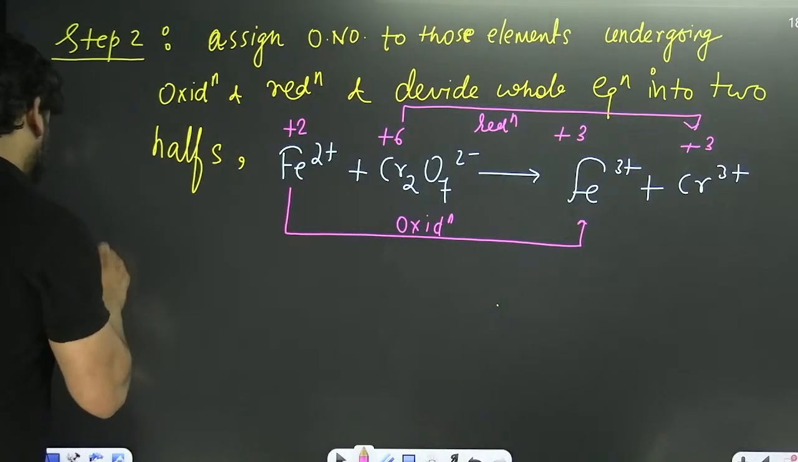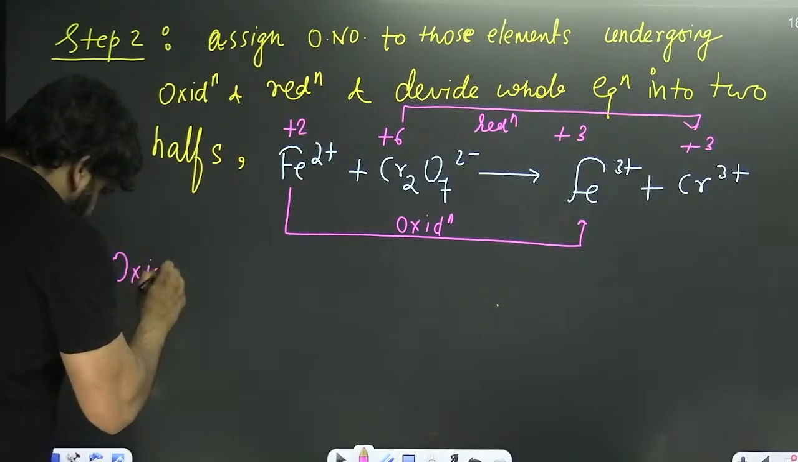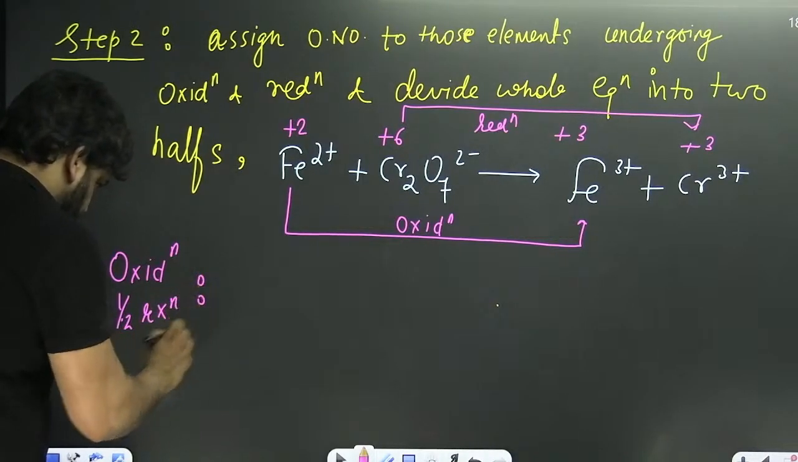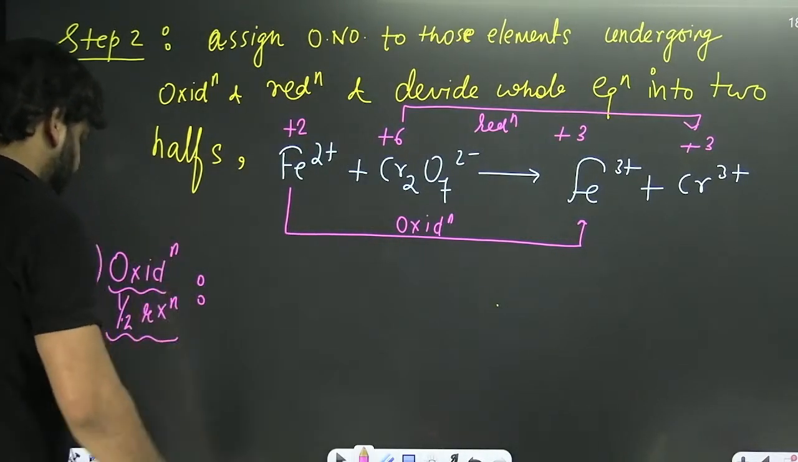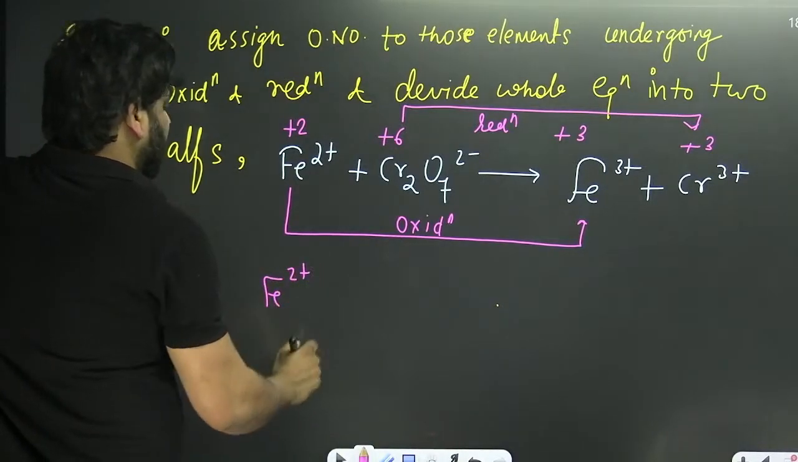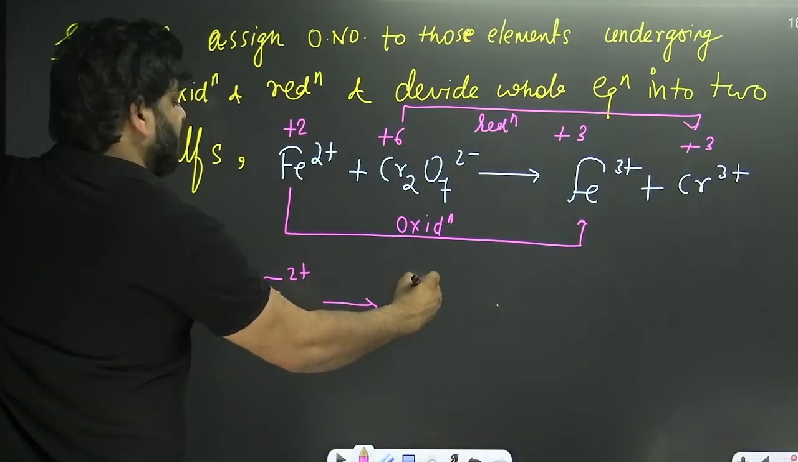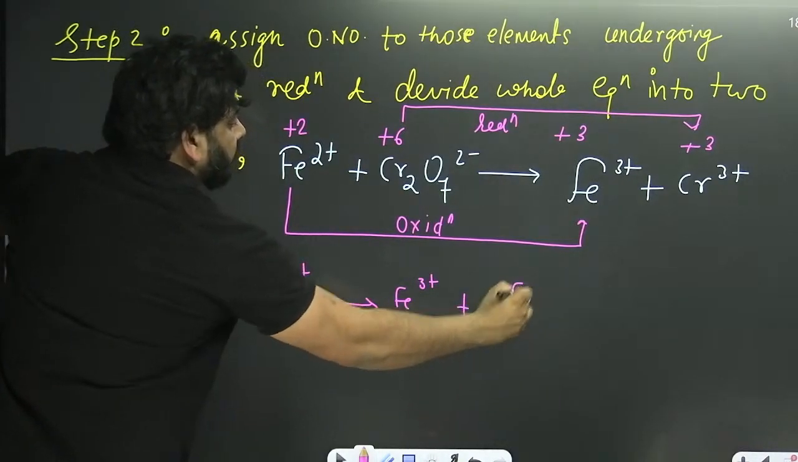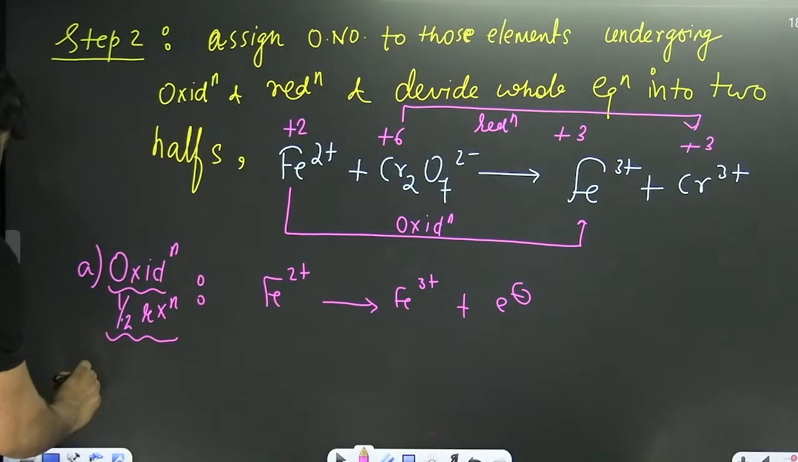Number one is called the oxidation half reaction. How should we write an oxidation half reaction? This is your iron 2 plus goes to iron 3 plus by losing one electron. The change in the charge is all that matters. This is called the oxidation half reaction.